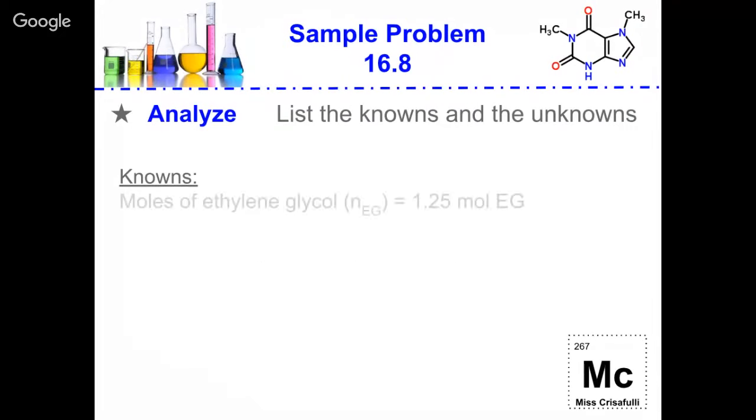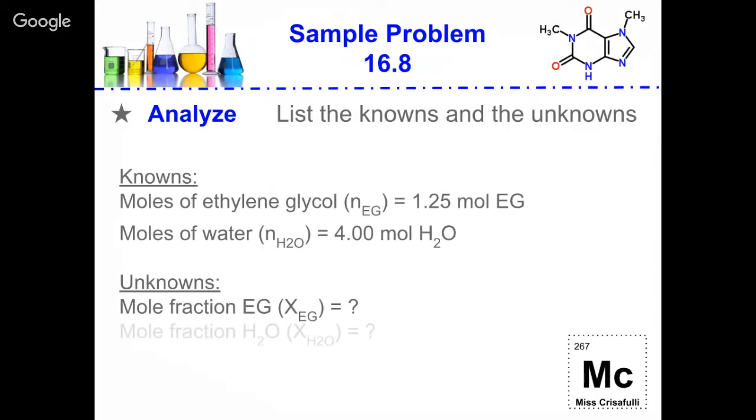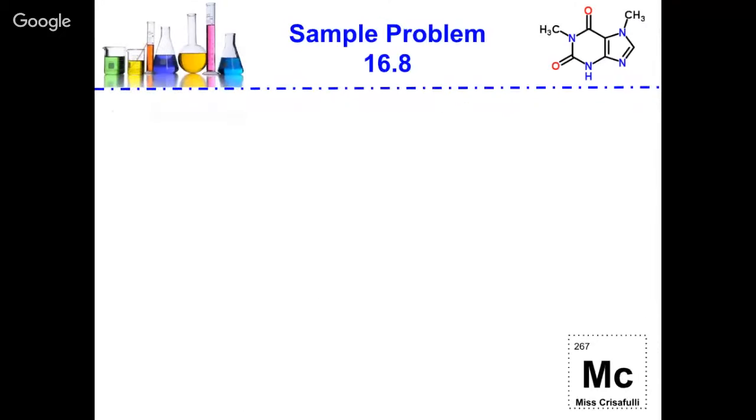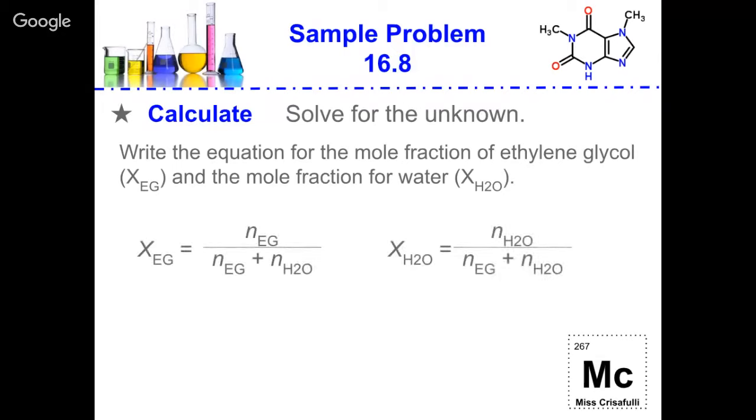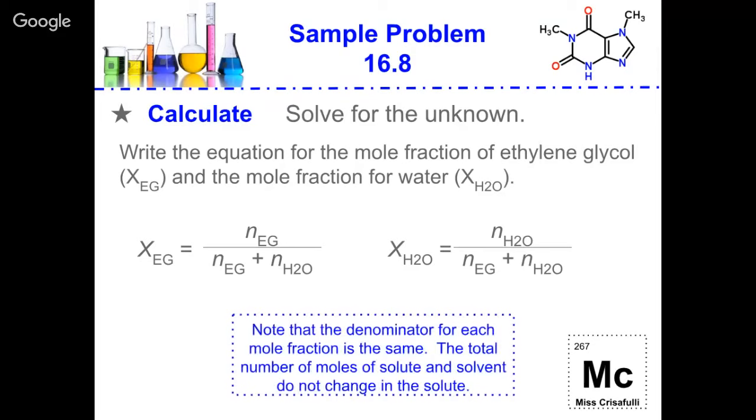The first thing we're going to do is identify our knowns and our unknowns as always. Then we are going to rewrite the equation so we can solve for ethylene glycol and for water, and that's what they're going to look like. And note that our denominator is going to be the same because the whole thing is still going to be the same regardless of whether we're looking at the ethylene glycol or the water.